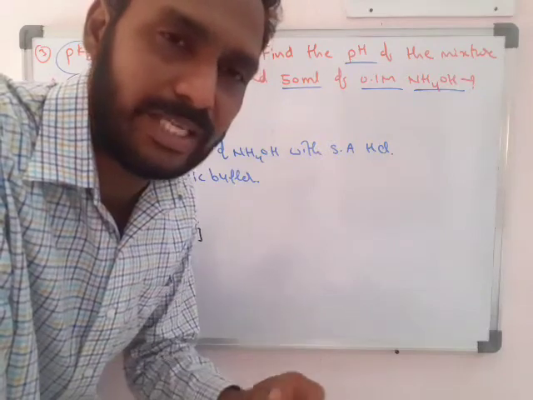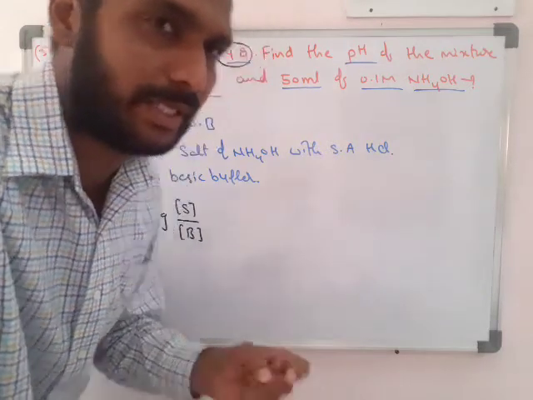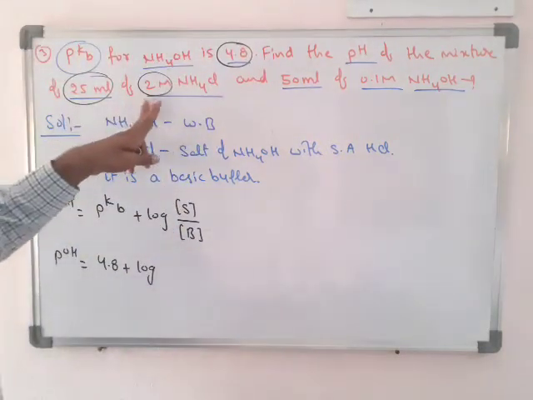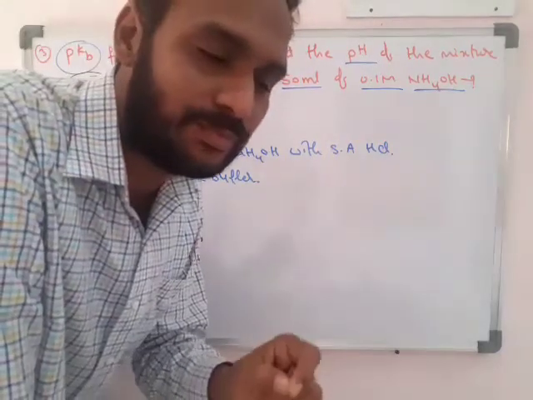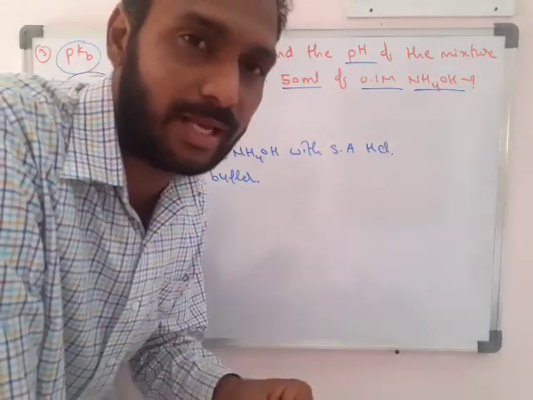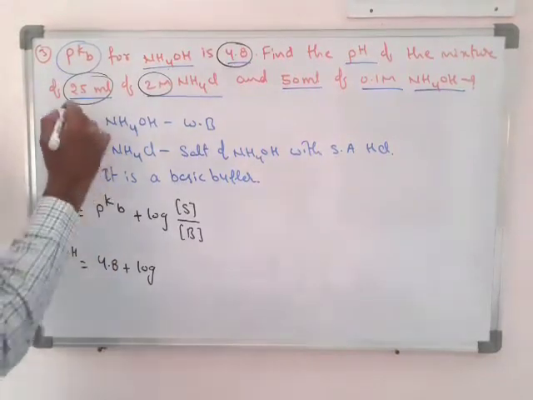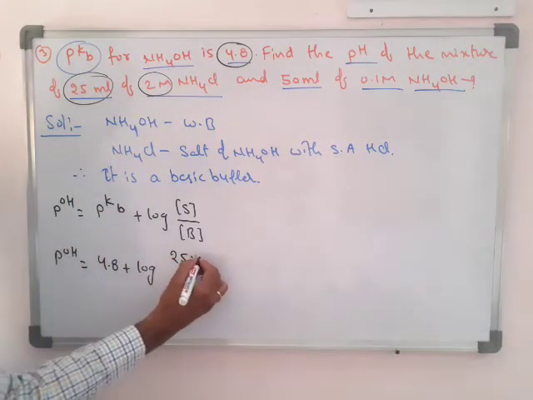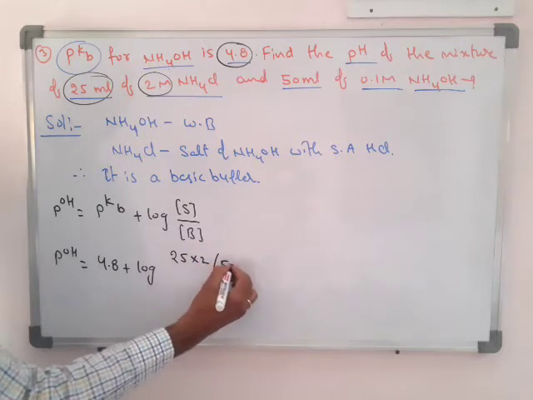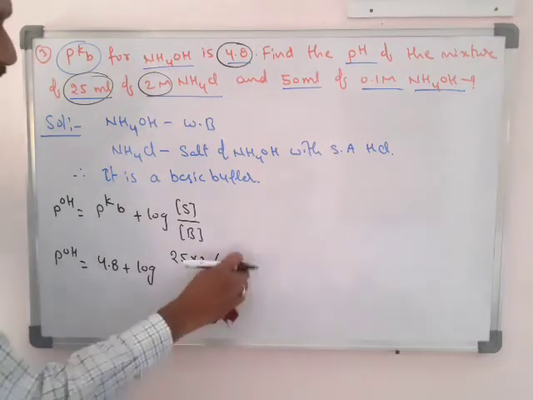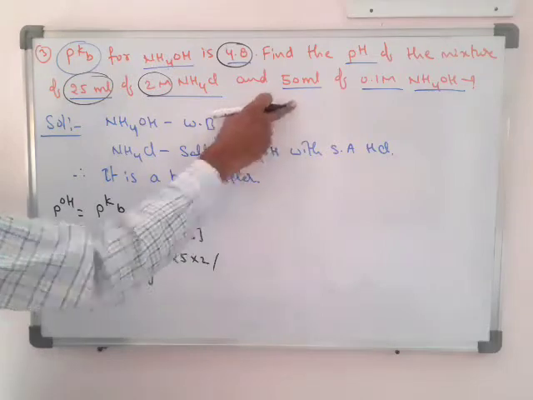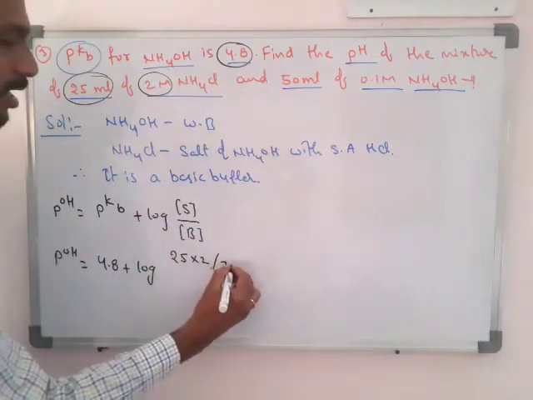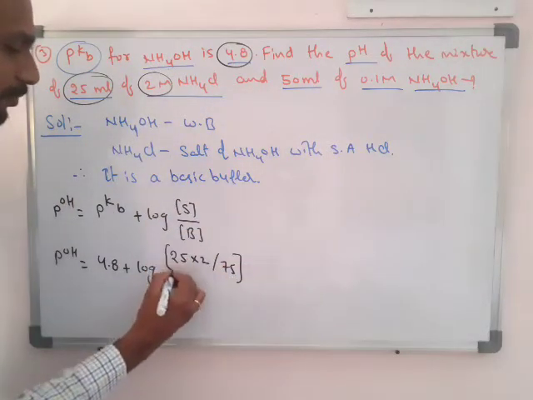We calculate milliequivalents, so we just do 25 into 2. But actually we need to get its concentration in the total volume. So the total volume becomes, its concentration becomes 25 into 2 by 50. Sorry, not 50. What is the total volume? This is 50 ml, this is 25 ml, so 25 ml by 75 ml.